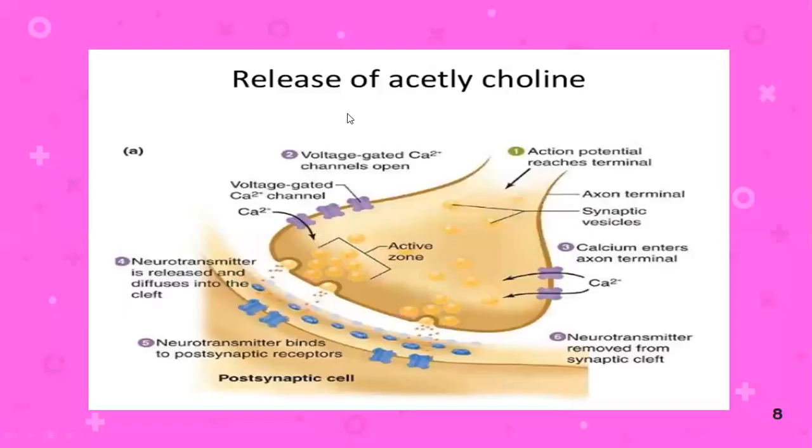Here you can see how the acetylcholine is released. The action potential reaches the terminal. This is the active zone. There is voltage gated calcium channel. It opens up. This is axon terminal. These are the synaptic vesicles. The calcium enters the axon terminal through the open channels. The neurotransmitters are released over here and diffuse into the cleft. These neurotransmitters bind to postsynaptic receptors over here, and this is how the process is completed.